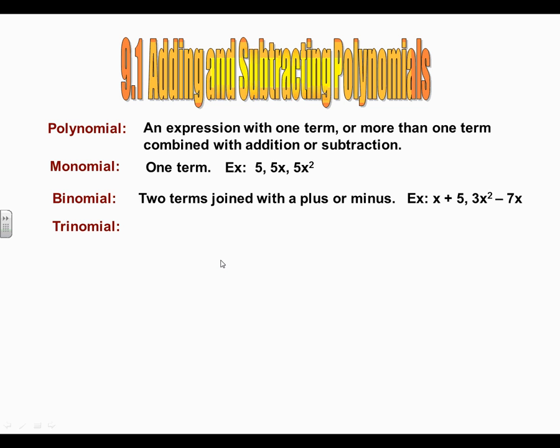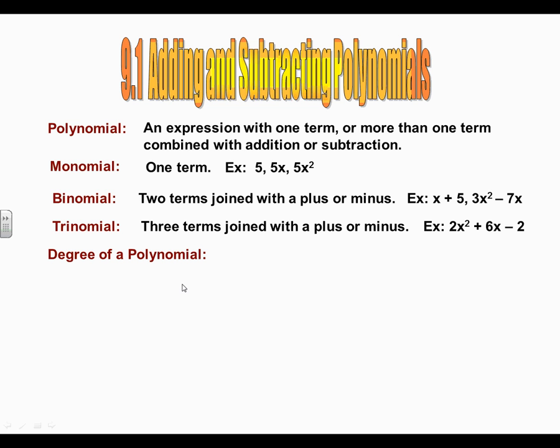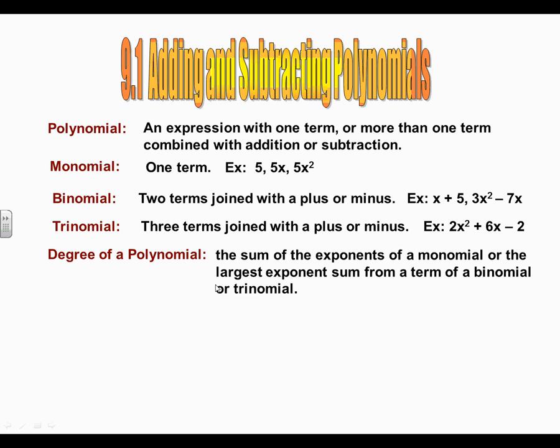Next definition is trinomial. Tri is the prefix for 3. So we have three terms joined with a plus or a minus sign. So an example could be 2x squared plus 6x minus 2. Now we have to talk about the degree of a polynomial, and that is the sum of the exponents of a monomial, or it could also be the largest exponent sum from a term of a binomial or trinomial.